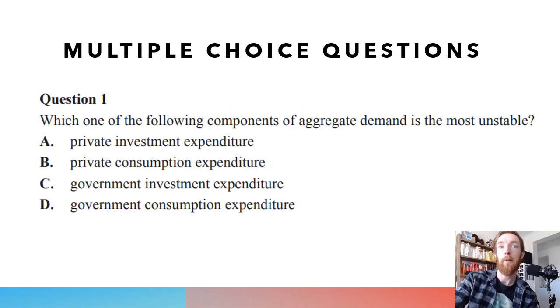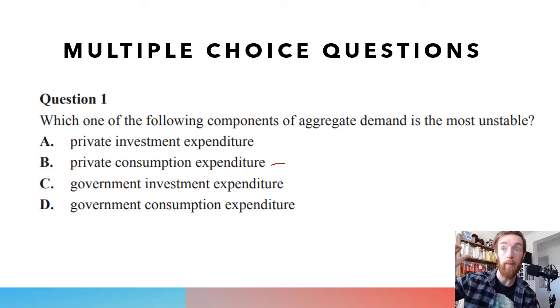And then the last multiple choice we're going to look at, a relatively simple one that trips people up a lot. Which of the following components of aggregate demand is the most unstable? So private investment, private consumption, government investment, government consumption. A lot of people get this wrong because they jump straight to private consumption here. And they say, well, tax rates change, consumer confidence, etc. But that's not right because consumption spending is fairly stable over time.